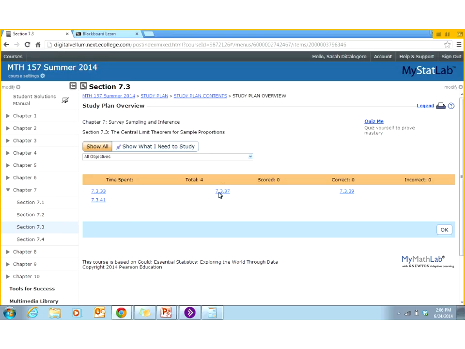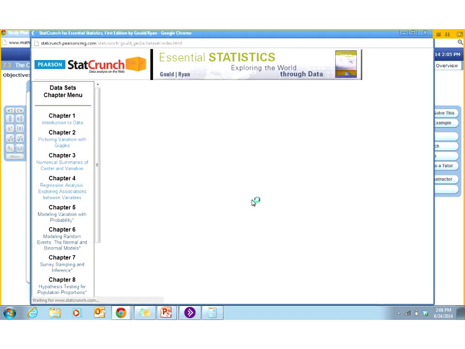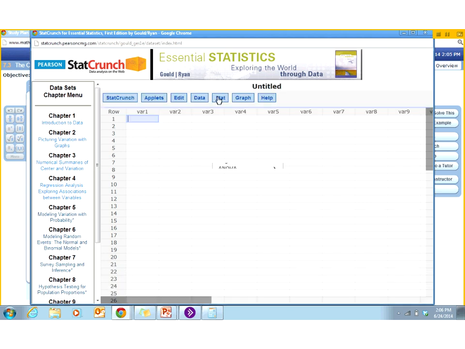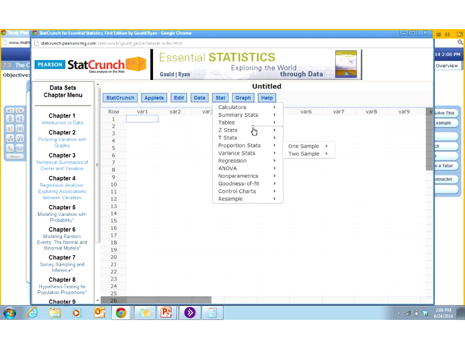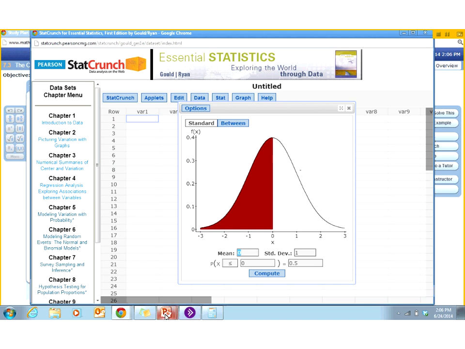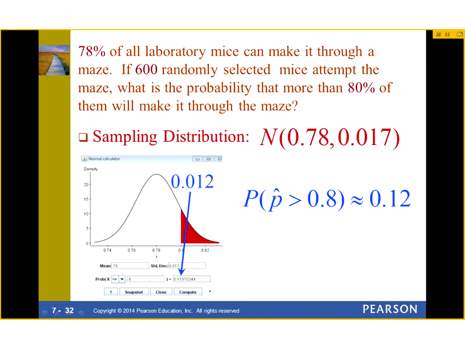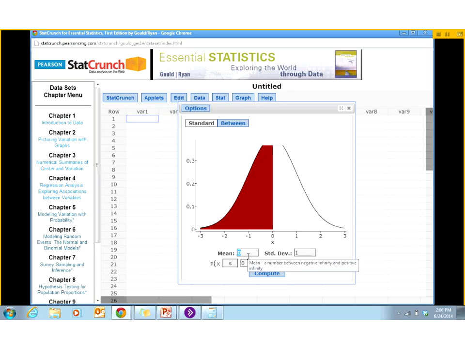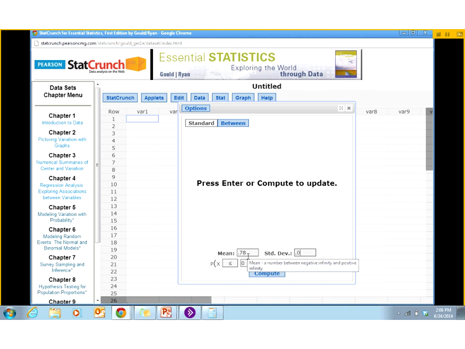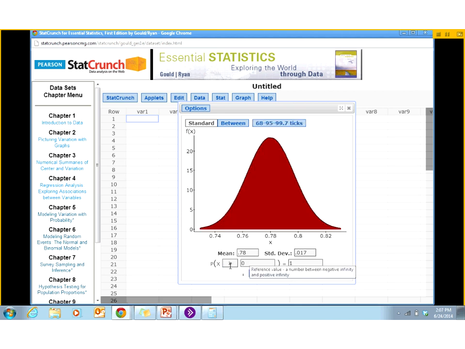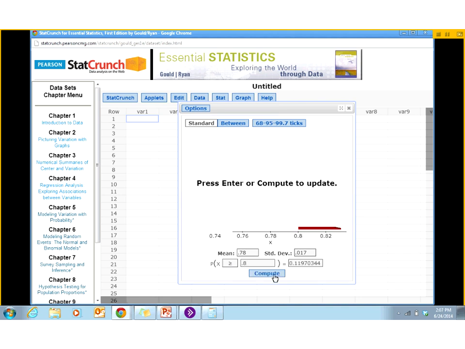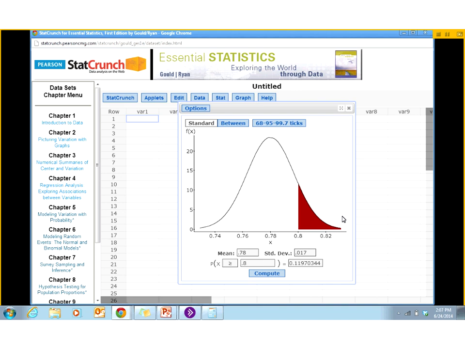0.3. I'm just going to go straight into one of these, and I'm just going to use StatCrunch calculators. Sometimes I forget. Stat calculators, normal. Our mean was, let's go back to our problem, 0.78, and our standard error is 0.017. I'm trying to find the probability that x is greater than or equal to 0.8. Compute. And there we go. There's our area in the red.